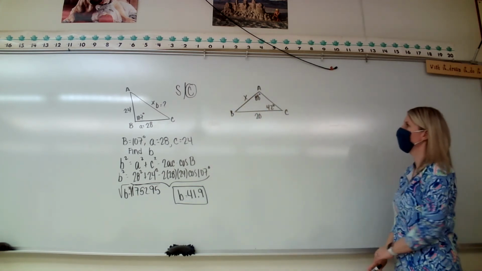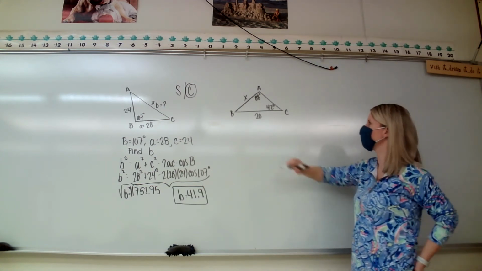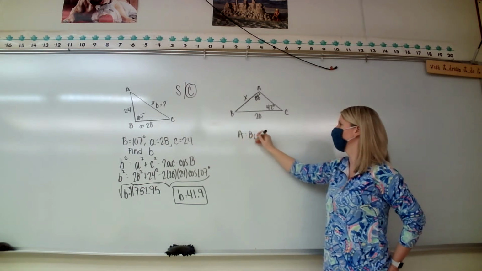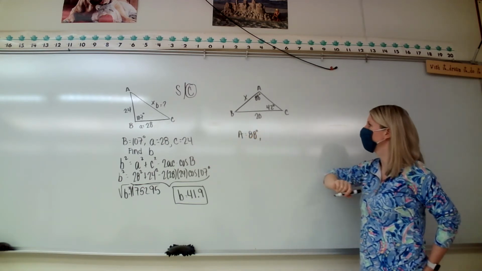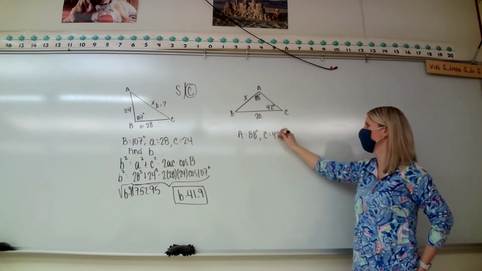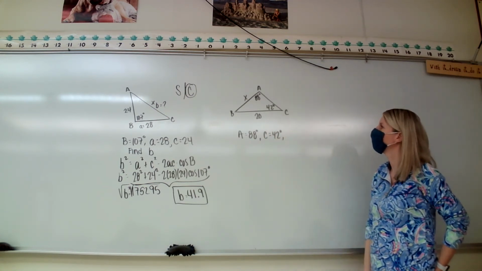So with this, I say, well, what do I know? I always like to label angles first, just out of habit. Angle A is 88 degrees. I don't know angle B, and that's okay. Angle C is 42 degrees.